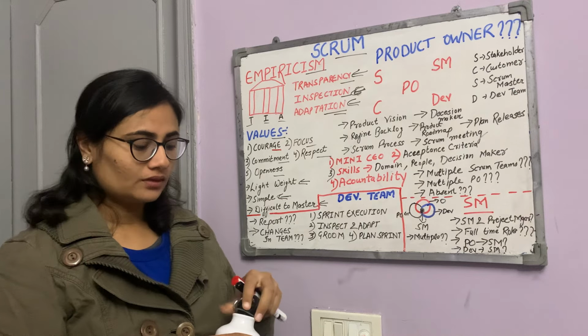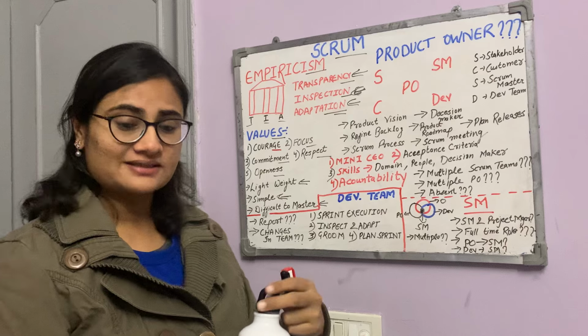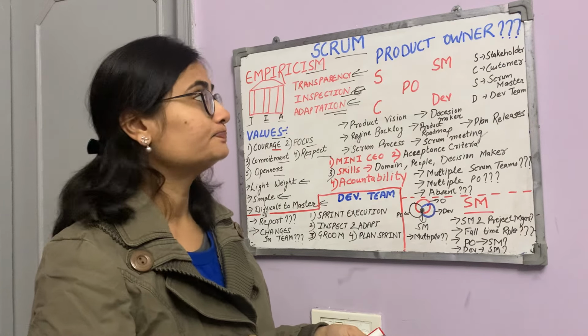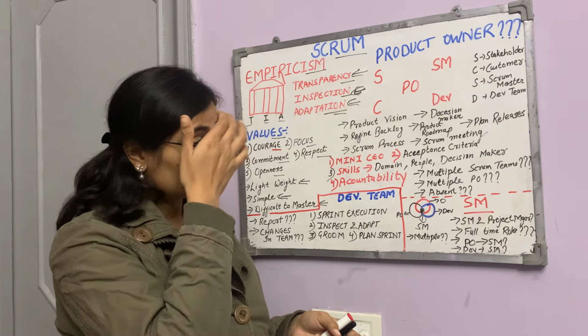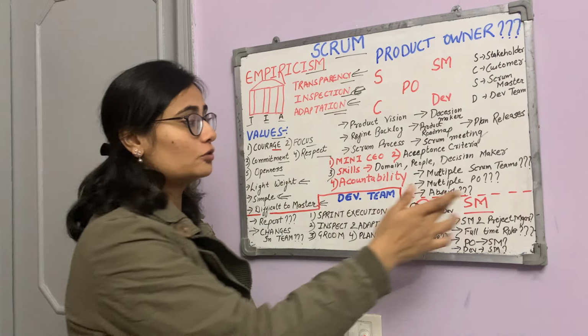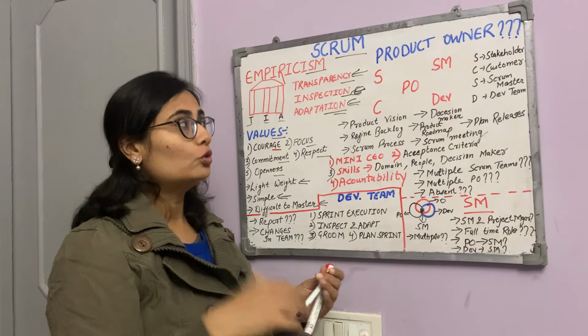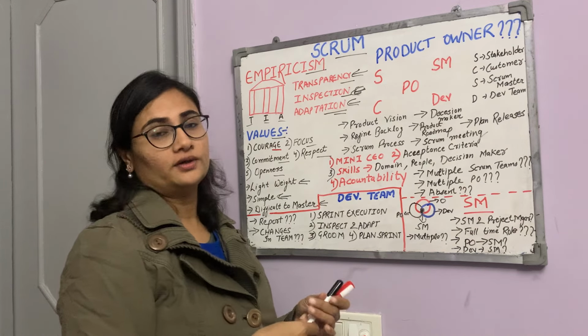Now the 3 roles which we have in Scrum are firstly the role of a product owner, then the role of a development team, and the third is the role of Scrum Master. So firstly, who is product owner?